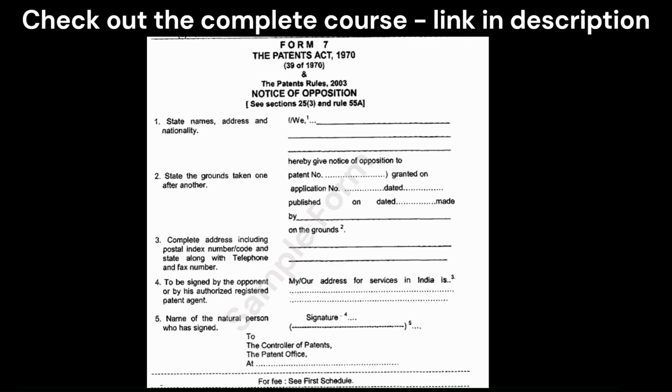When are you supposed to use this form? The timeline for this form to be used is anytime within 12 months from the date the patent was granted or the patent was published. Published in the Patent Journal.